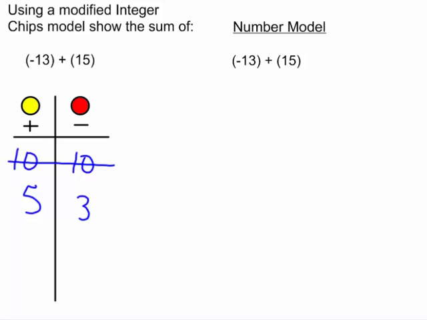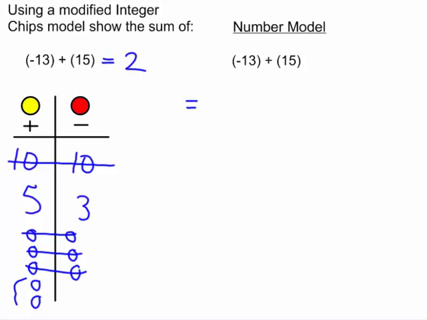And now I could break this down a little further. I could change this into an integer chip model where maybe I have 5 little chips on each side and then 3 on each side, and then I just 0 them off. And I have a final value of +2. And that would be a completely acceptable way to use both the integer chips and a bit of a number model combined together for this type of problem where the numbers are a little larger.